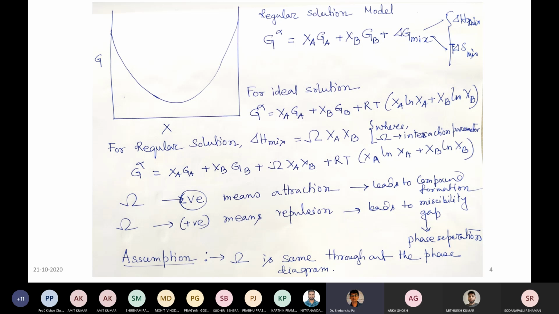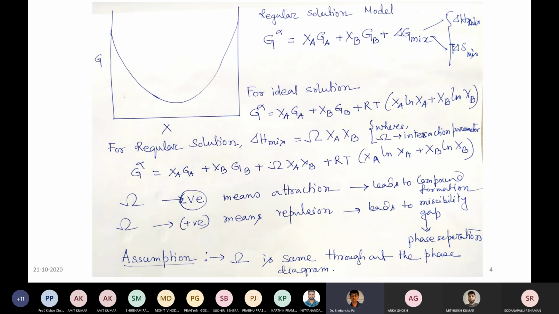Now we are going to understand when tau is positive, meaning repulsion, what it means and what it leads to. In the physical scenario, in reality, it leads to a miscibility gap. Phase separation, two phases are going to separate. Okay, because A atom does not like B atom. They are having a repulsion.